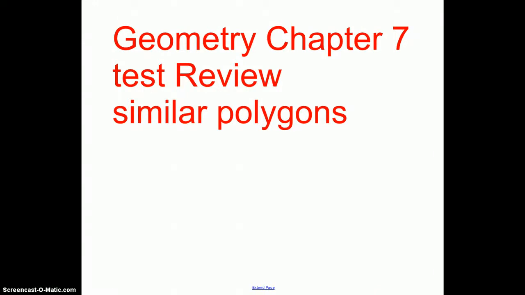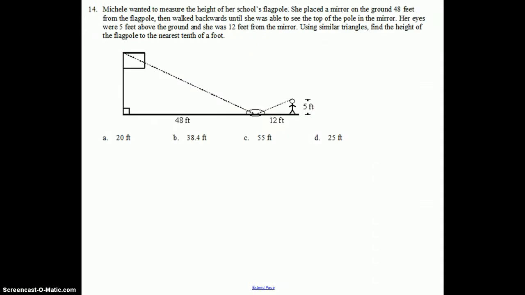Okay, as we start part 2 of the Geometry Chapter 7 test review with similar polygons, we're on number 15. In this problem, Michelle wants to measure the height of her school flagpole. She placed a mirror on the ground that's 48 feet from the flagpole, and then walked backwards until she was able to see the top of the pole in the mirror. Her eyes were 5 feet above the ground, and she was 12 feet from the mirror. Using similar polygons, find the height of the flagpole to the nearest foot.